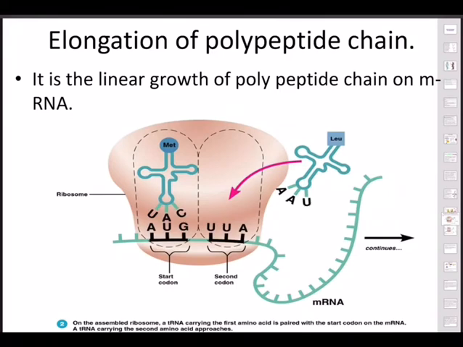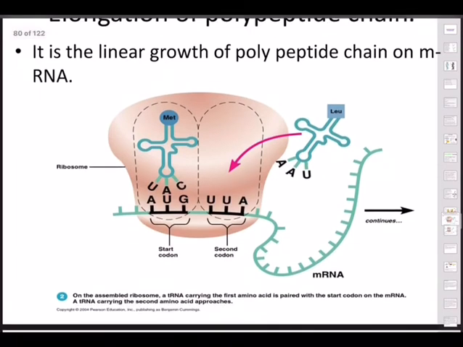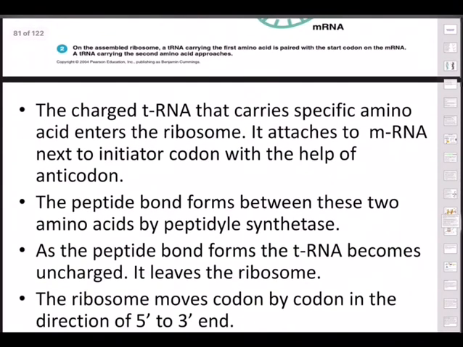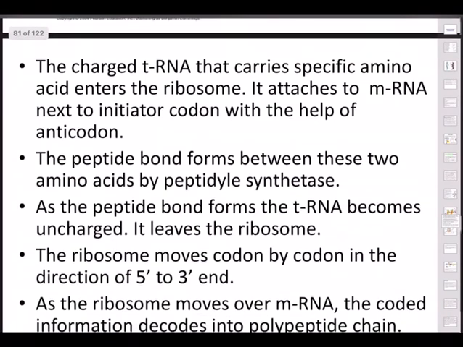Here amino acids get inside, get stuck. So this is how elongation of the chain will take place. It is a linear growth of the polypeptide chain on mRNA. You can see one after the other, as it moves, amino acids will be forming a chain.